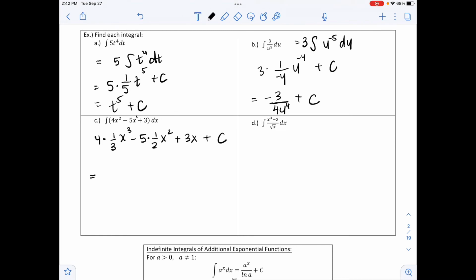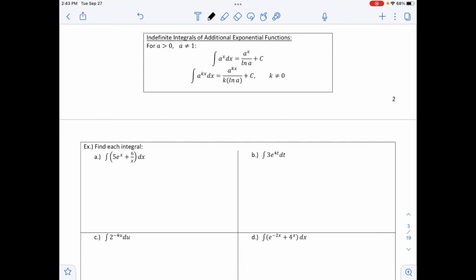Just cleaning this up a little bit, we get 4/3 x to the third minus 5 over 2 x squared plus 3x plus c. Then we have part D, which I'm going to go ahead and circle, and we'll look at this one together in class. Right below this, it says indefinite integrals of additional exponential functions. So definitely something we should know.